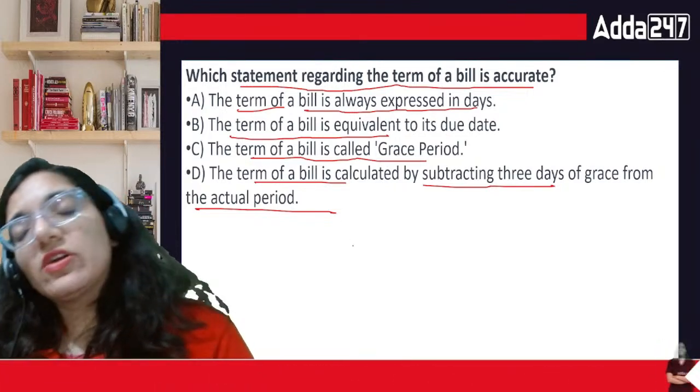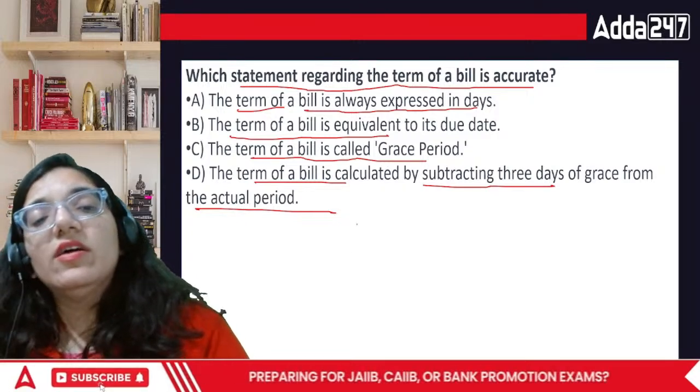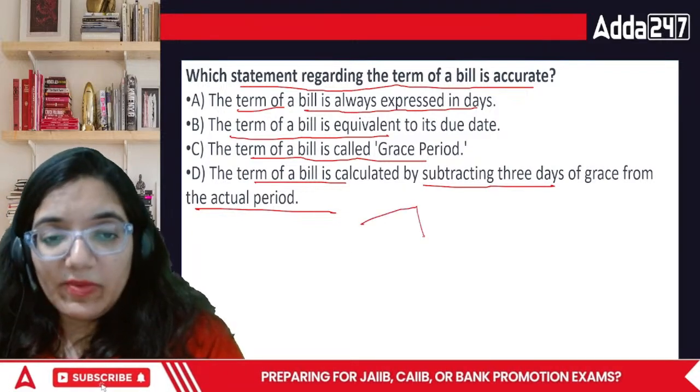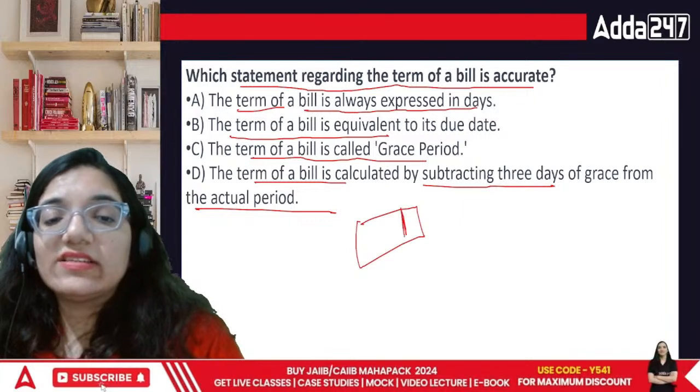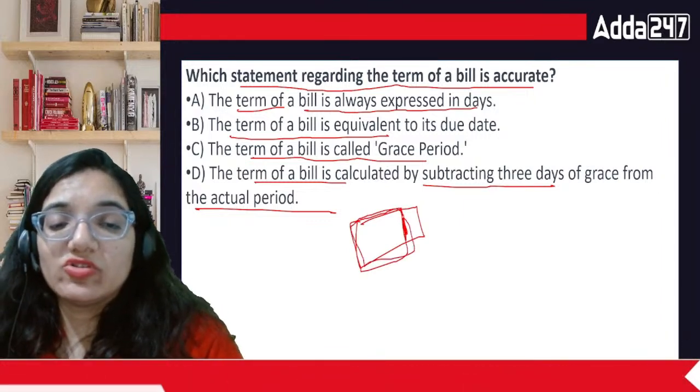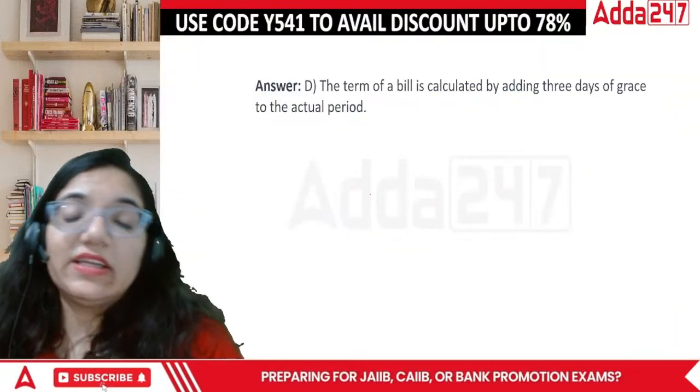The answer is whatever time period is the actual period that has been taken. So 3 days are for grace, and this was the actual time tenure for which this bill was issued. So the answer is actually D, everyone.